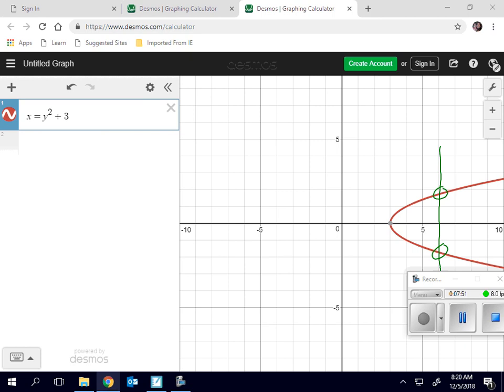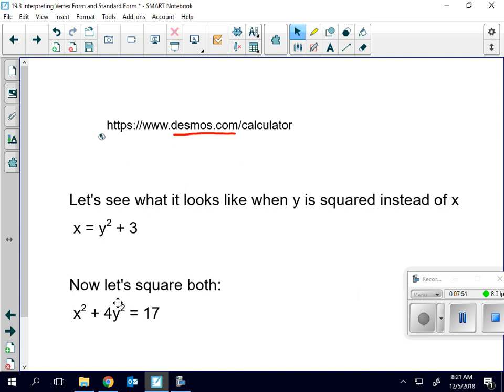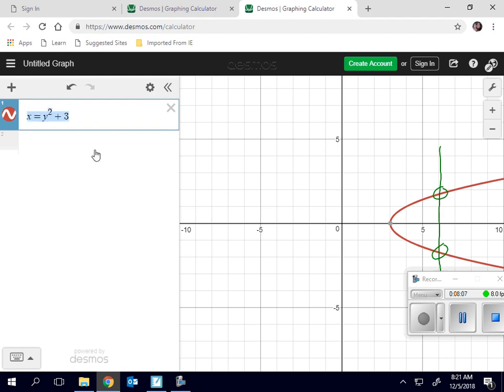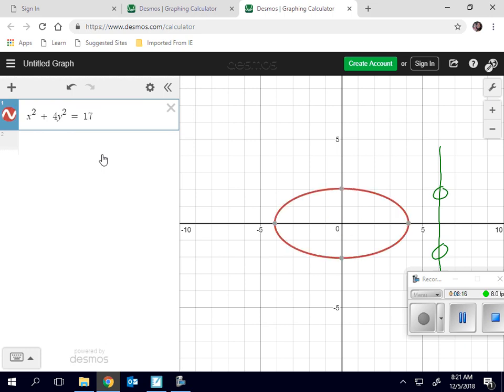The other thing I wanted to show you is what happens if we square both of them. This is kind of cool. If we square both, so we have x squared plus 4y squared equals 17. So let's see. X squared plus 4y squared equals 17. It is a circle. So when both things are squared, you get a circle. Pretty neat.